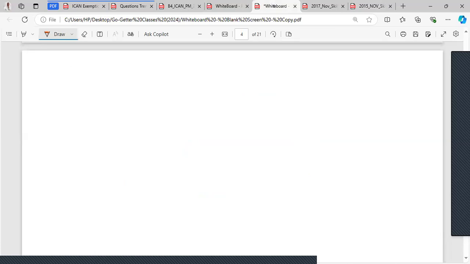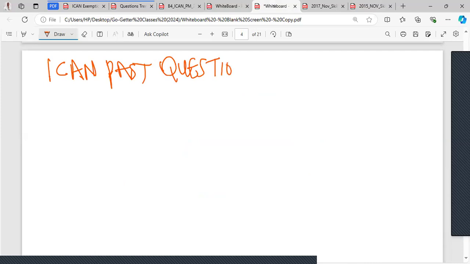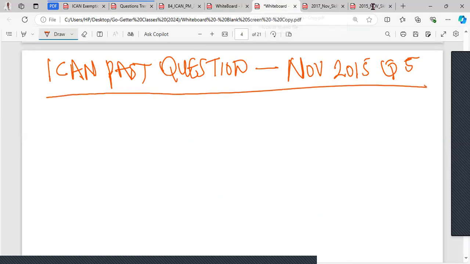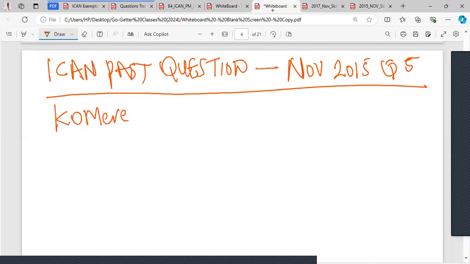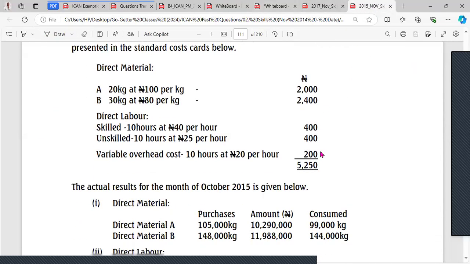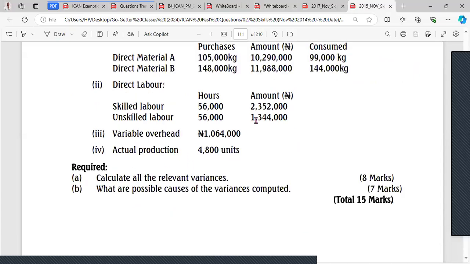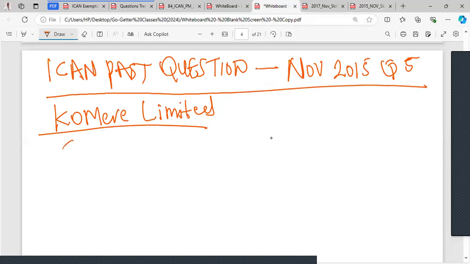So what's the name of the company? Kumere Limited. So we take it into consideration. And let's go straight to what we are required to do. We are required to calculate all relevant variances. So, computation of variances.